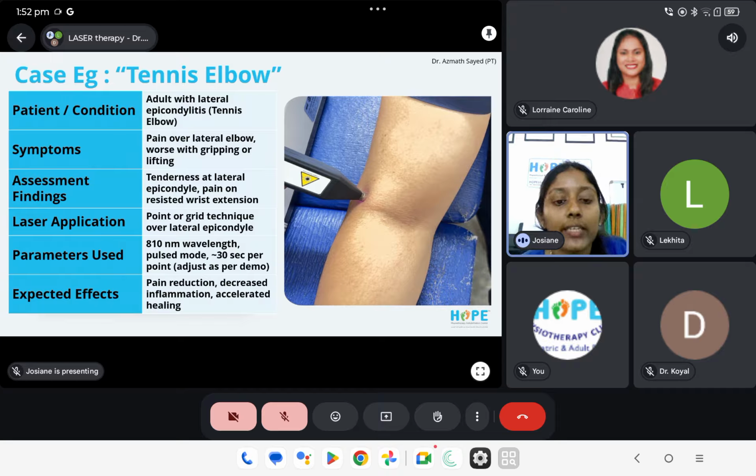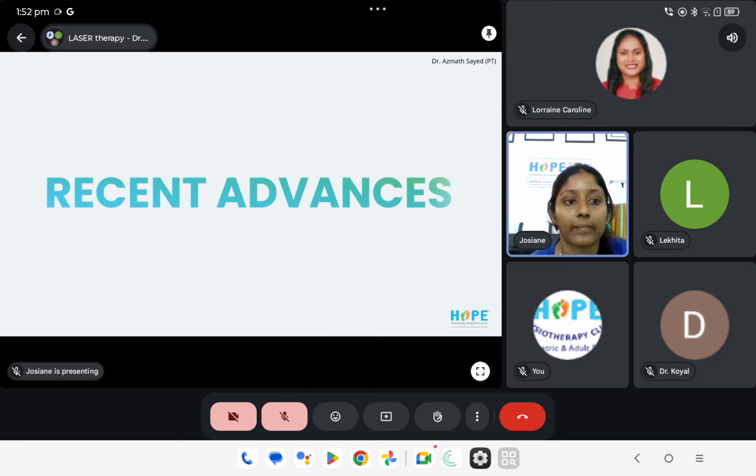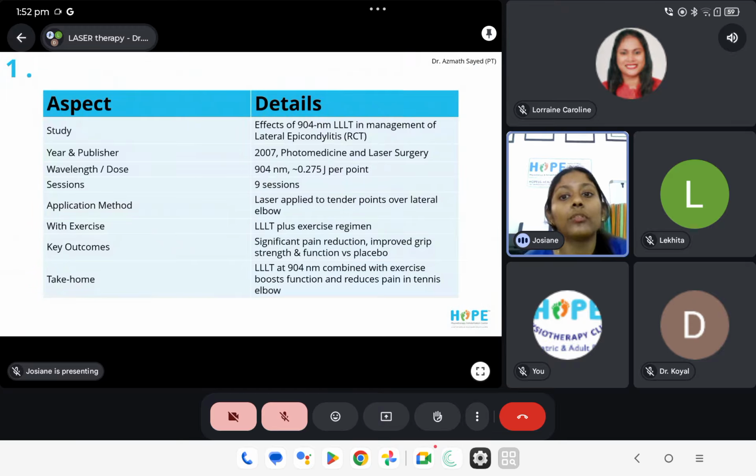So how do we apply laser? We can do point technique or grid technique over the lateral epicondyle. Parameters used: 810 nanometers wavelength, pulse mode, 30 seconds per point, or we can adjust. Then expected effects: it can reduce pain, decrease inflammation and accelerate healing. So there are recent advances which suggest improvement of the patient using laser therapy.